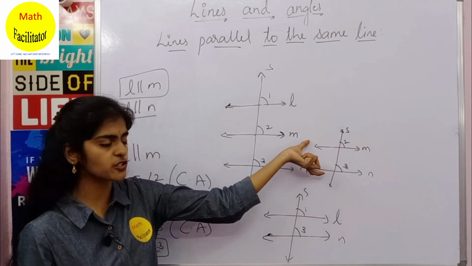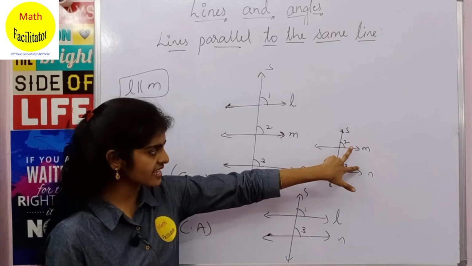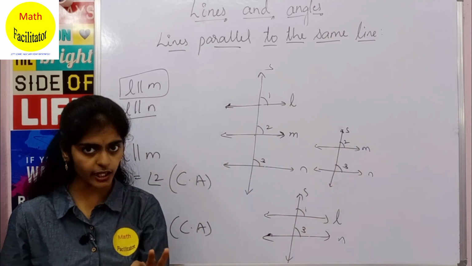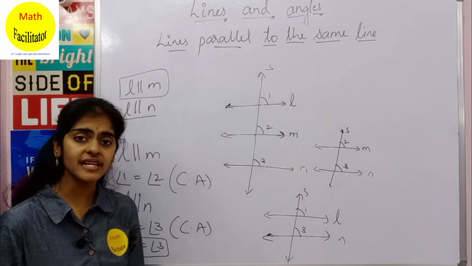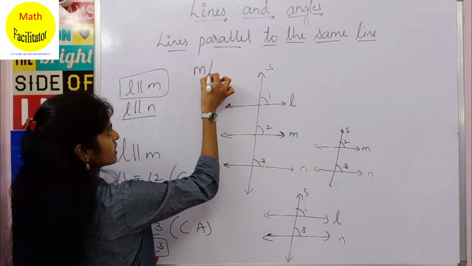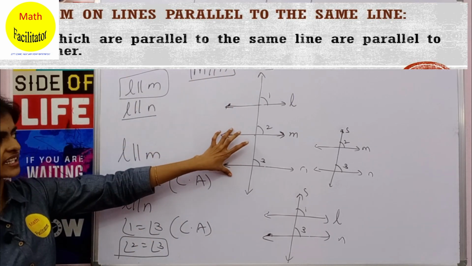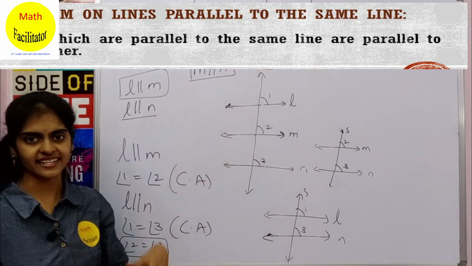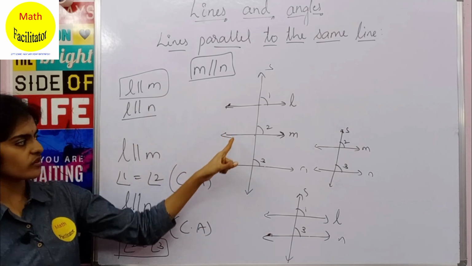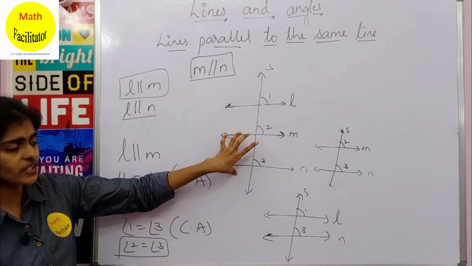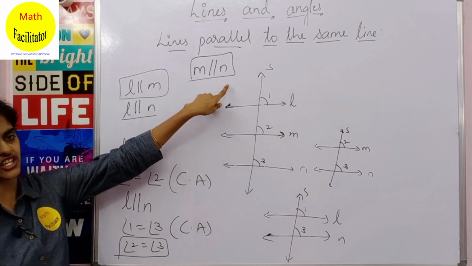So what can you tell about these two lines? We have learned the converse of corresponding angles theorem: if two lines have corresponding angles and these corresponding angles are equal, then these two lines are parallel. So you can say M is parallel to N. So what did you conclude? You have concluded that M is parallel to N. So if two lines are parallel to the same line, then all the three lines are parallel to each other. You can say the same thing in other words: lines which are parallel to the same line are parallel to each other. We have proved it. Clear?